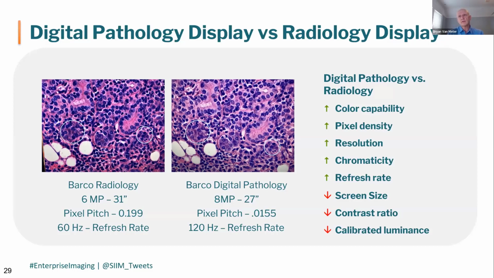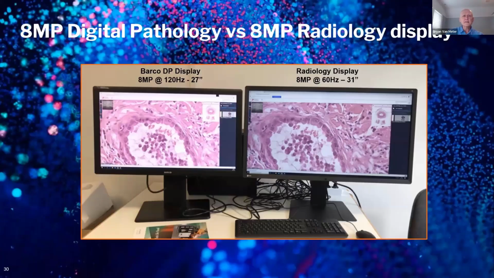And this is what we strive to achieve, to make something with high performance, but high performance not for radiology, but for digital pathology. This is the next comparison. On the left is the Barco display. It's an 8 megapixel display, 120 hertz, twice as fast as any of our other displays, and it's 27 inches. On the right is a non-Barco display, but it's a display built for radiology that has 8 megapixels.